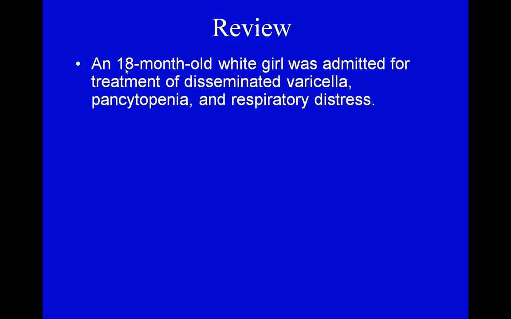And so we have a girl that's about a year and a half old. She was admitted for varicella, and varicella is the fancy name some of you know for chickenpox. Disseminated is a term that we'll use later in the lecture, and disseminated means scattered or diffuse, so she has a fairly severe case of the chickenpox.